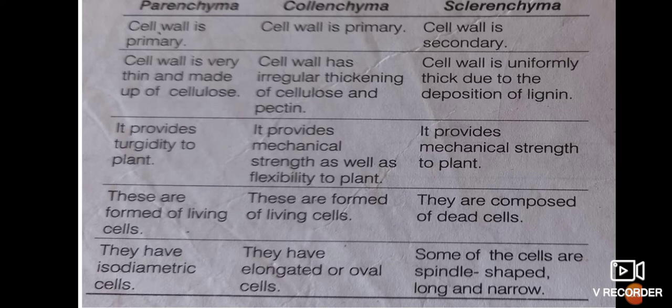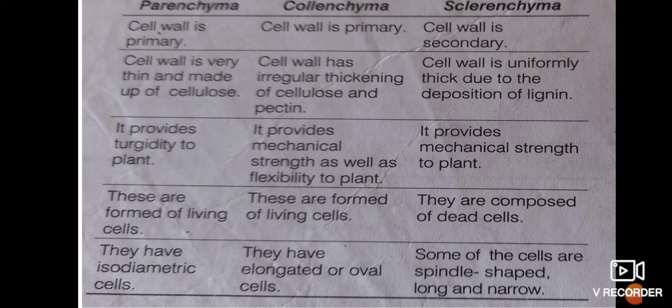Moving to the next difference, these are formed of living cells. It means that all the cells present in parenchyma are living cells. Collenchymal cells are also living cells, but the main difference here is that sclerenchymal cells are dead cells. Remember dear students that sclerenchymal cells are dead cells.